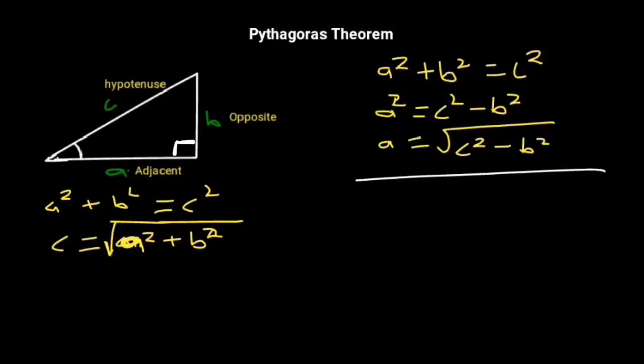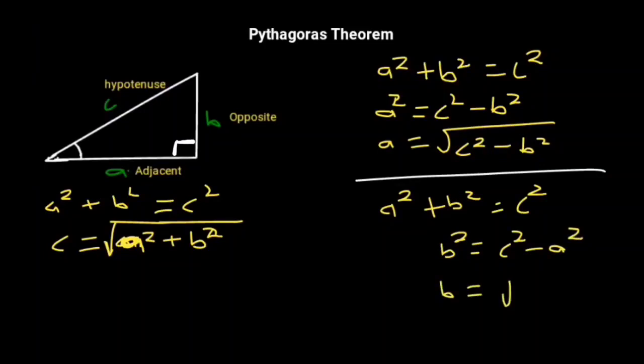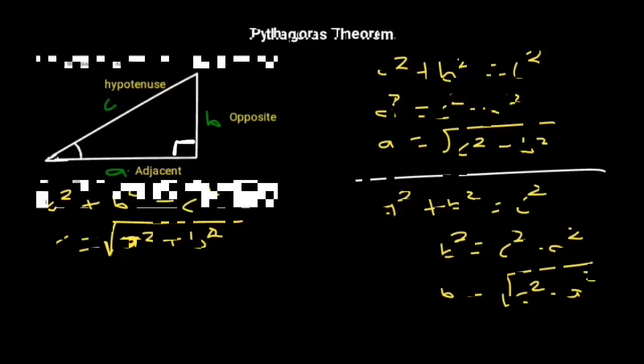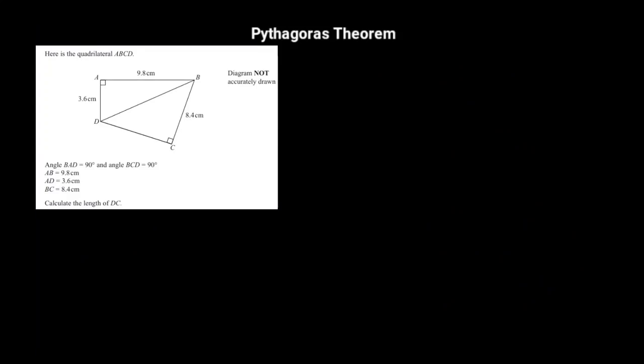And if we would like to find the value or the length of B, then rewriting our formula once again, we have A squared plus B squared is equal to C squared. Therefore, B squared would equal to C squared minus A squared. And B will now equal to the square root of C squared, take away A squared. And now we have the value of A, B, and C. We will now solve an exam question.